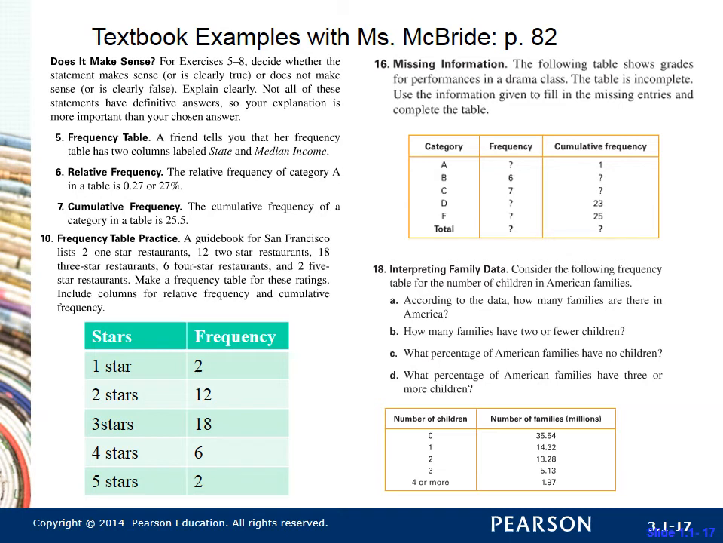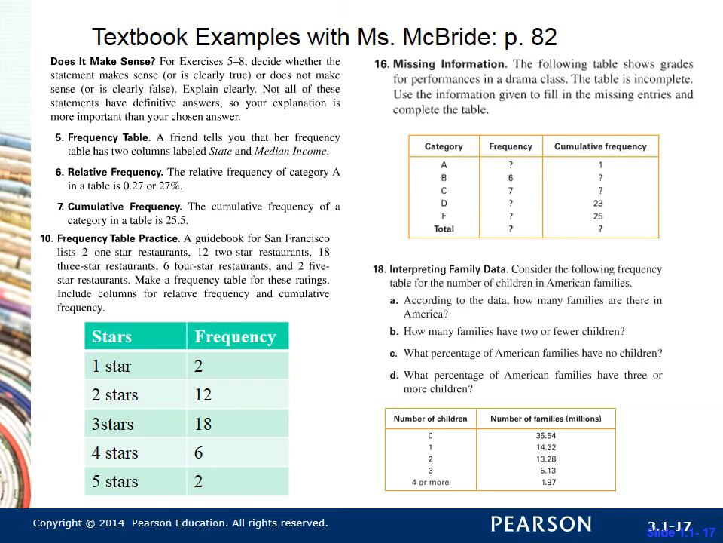All right, so to get that total, I'm going to add up the 35.54, so do it with me. Just adding on my calculator, 35.54 plus 14.32 plus 13.28 plus 5.13 plus 1.97. So when I hit enter, I get 70.24, and that's in millions. So my answer to part A would be 70.24 million families.